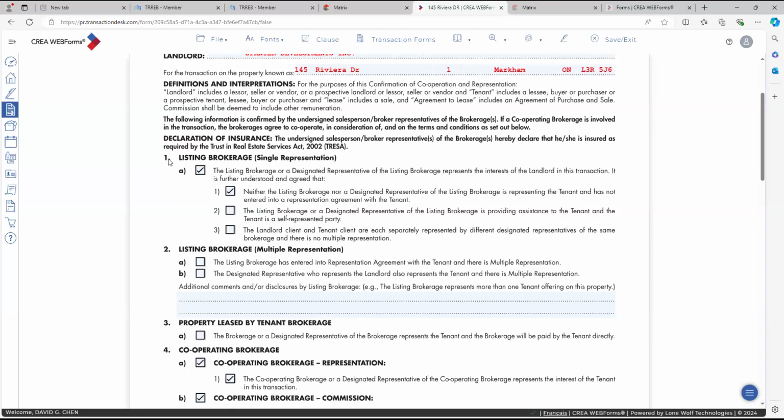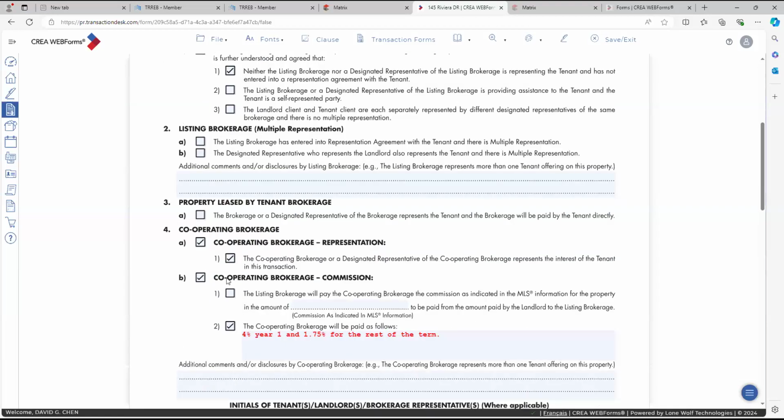So we click number 1A and also 1 as well. Remember, you need to make sure you select the right one. If you don't select anything, then the listing agent will come back, hey, David, how come you're missing it? Not good. So better to show your professional manner. Okay, the number 1 you do. And for this purpose, we need number 4, the co-operating brokerage. We are representing the tenant.